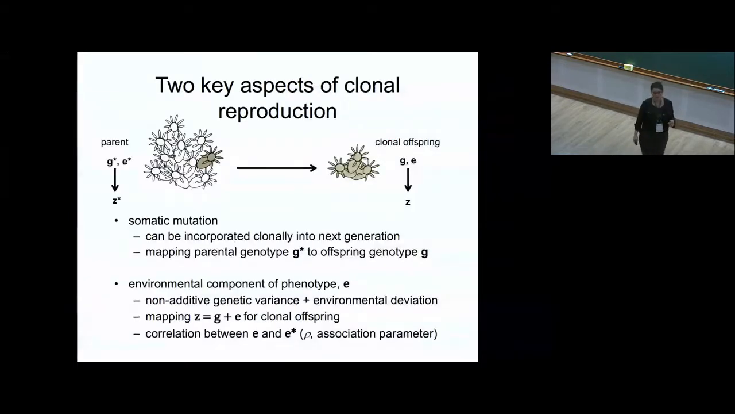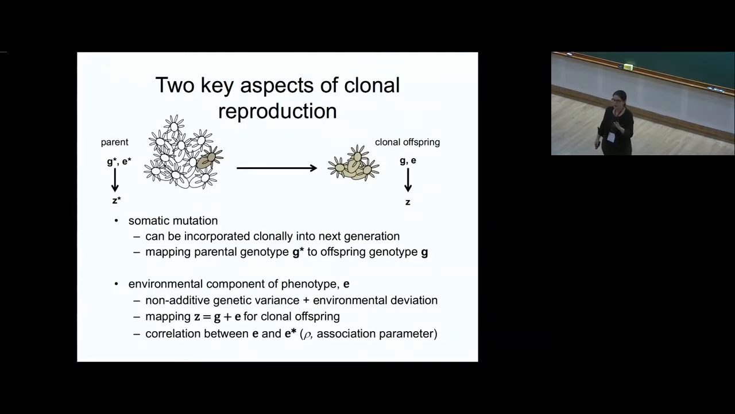So there's 2 things about clonal reproduction that we wanted to take into account in the model, in this idea of when you transition, what do you take with you? And the 2 things are the possibility of somatic mutation. So in organisms that don't sequester their germline, or that produce offspring from somatic tissue, like that hydra, if you have somatic mutations, mutations that occur in the non-meiotic cells, they could be incorporated clonally into the next generation. And that affects the mapping of a parental genotype onto an offspring genotype for clonal offspring. So normally, the whole point of cloning is that your offspring are genetically the same as you.